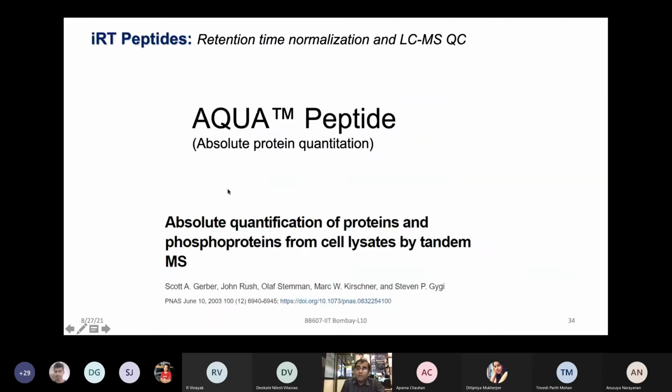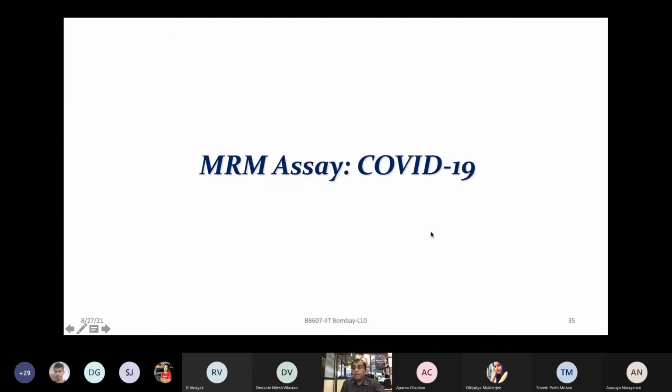So of course, accurate quantification can be the next thing you'd like to try, closer to the ELISA type of thing, when you want to be very precise about knowing the exact quantification of your peptide. So let's talk a little bit more about the MRM assay for COVID-19, which we did work on recently. And I'm not going to talk a lot about our work per se.